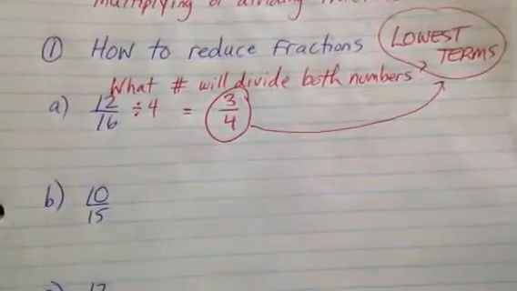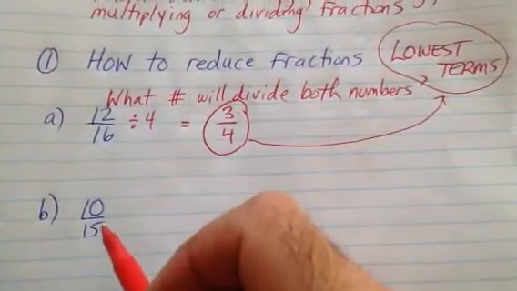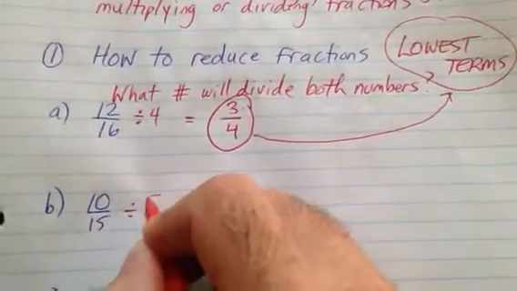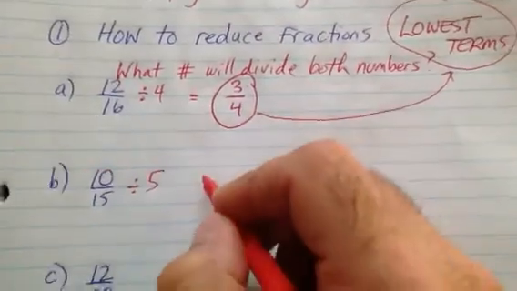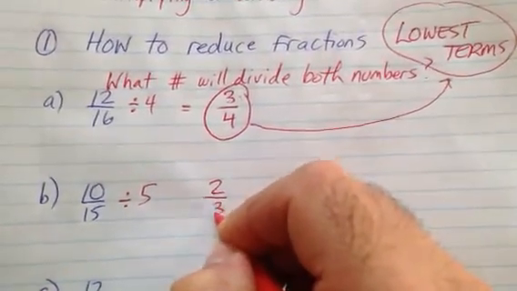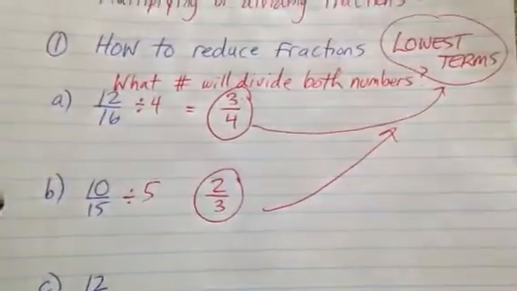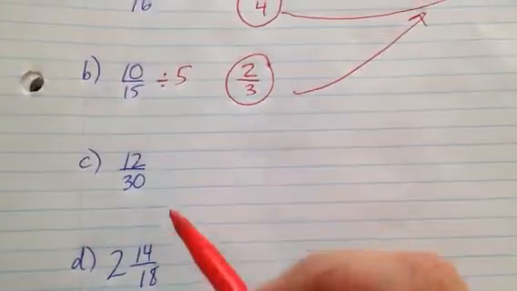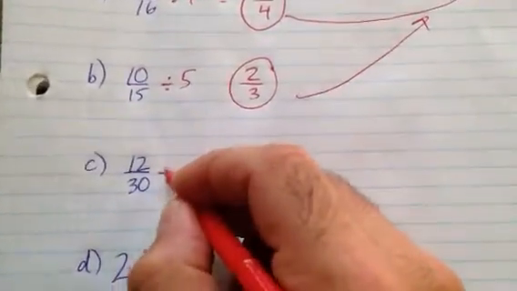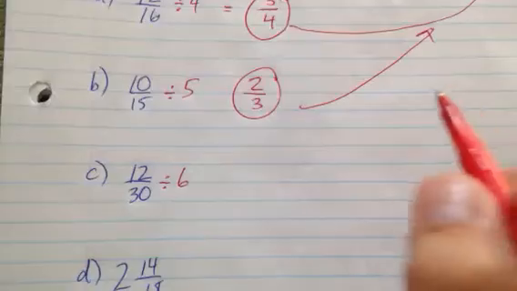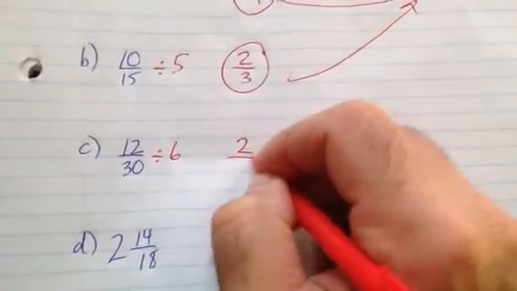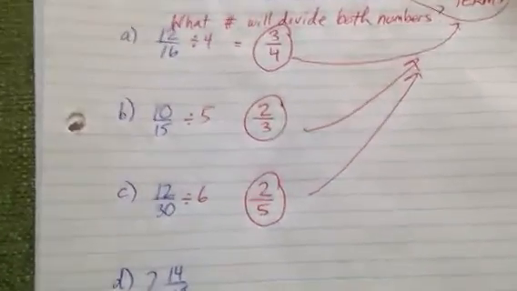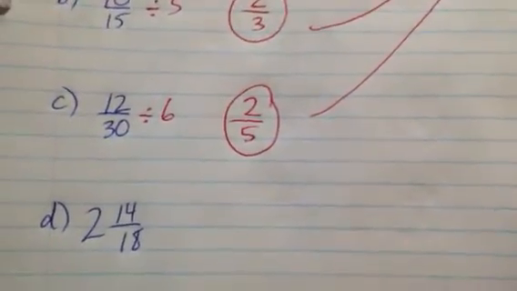Okay, next example, we have 10/15. In class, we learned that any number that ends in a 0 or a 5, you can divide both numbers by 5. So when I do that, I get 2, and 15 divided by 5 is 3, and that, once again, is in lowest terms. We have 12/30. These numbers both divide by 2, but actually, the better number to use is 6, because when we divide by 6, you get 2/5, and once again, that is lowest terms. We're always trying to lower it as much as we can.